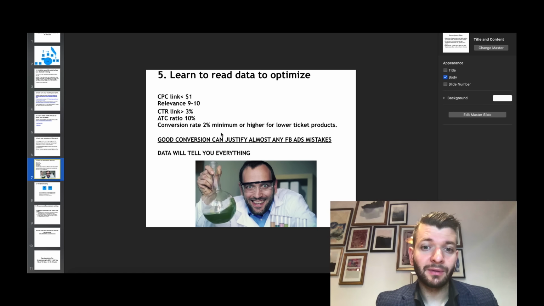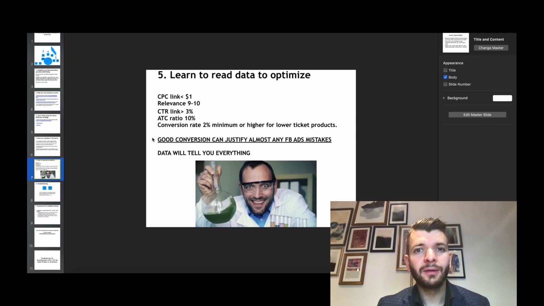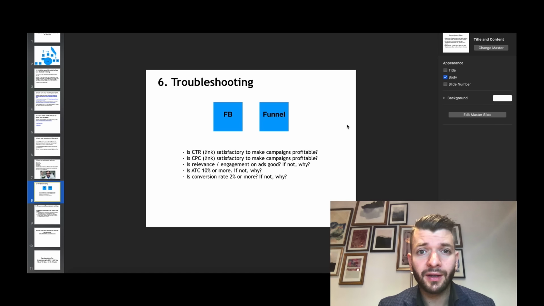It's awesome, and good conversion can justify almost any Facebook ads mistake. What I mean by that is, if you have a conversion rate of 10% or 20%, and it's highly converting, then probably you can mess up a lot of stuff on the Facebook ad side and that will be compensated by your high conversion. But ideally, you want to do well on both sides, and I'll show you how to use data to tell you everything. So troubleshooting: when your ads are not converting, or your product is not getting you sales or not profitable, then the problem is typically with these two, Facebook or funnel, right?